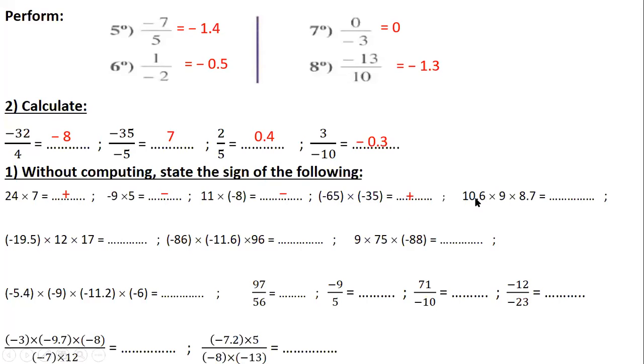I move to Fatima. Yes, miss. 10.6 times 9 times 8.7. Positive times positive, positive times positive, the last one. Positive. So what is the sign of the answer? Positive. Thank you, Fatima. I move to Adam Arauni. Yes, Adam. Yes, miss. Negative times positive in the second line. Negative times positive. Negative. Thank you.